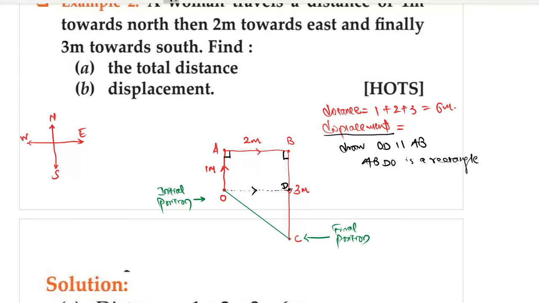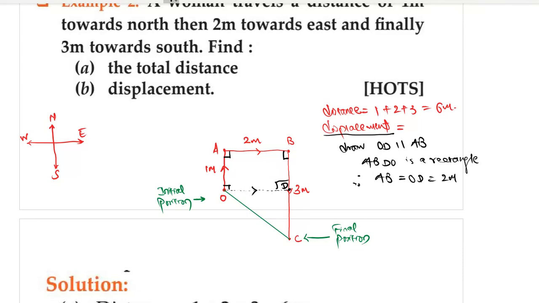This is also 90 because first the lady moves in the north direction, then in the east direction. North and east are 90 degree to each other. Then from east she moves south, and south and east are 90 degree to each other. Since OD is parallel to AB, these two angles also will be 90. You don't have to mention all that geometrical part. You can directly write ABDO is a rectangle, and therefore AB is equal to OD is equal to 2 meter, because opposite sides of a rectangle are equal.